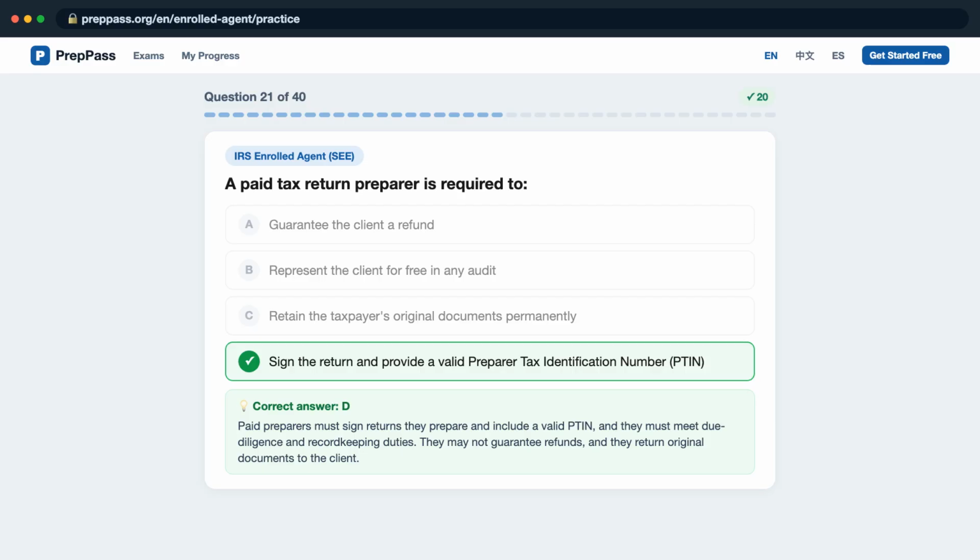meet due diligence and record-keeping duties. They may not guarantee refunds, and they return original documents to the client.